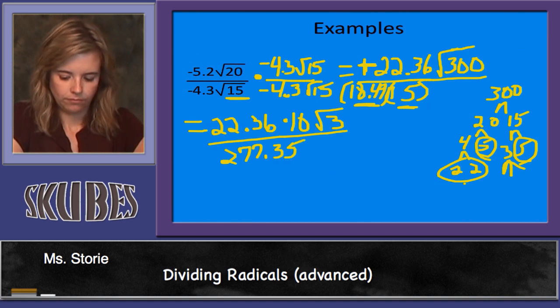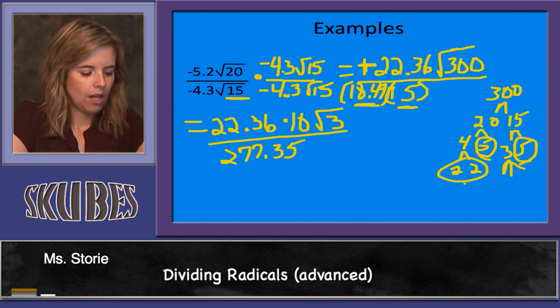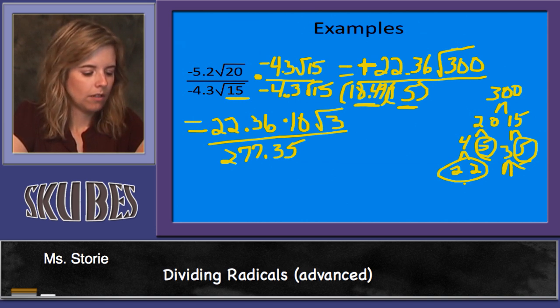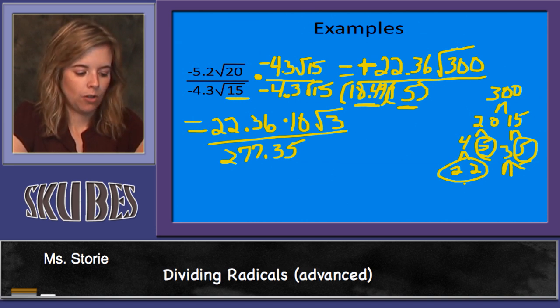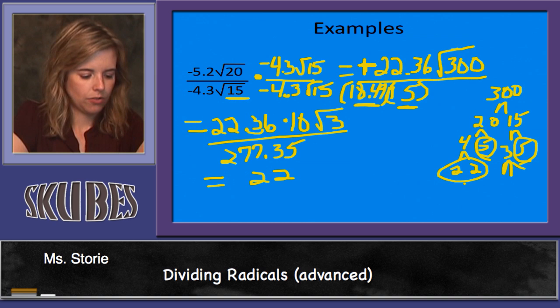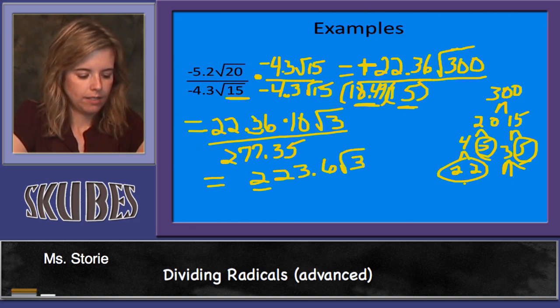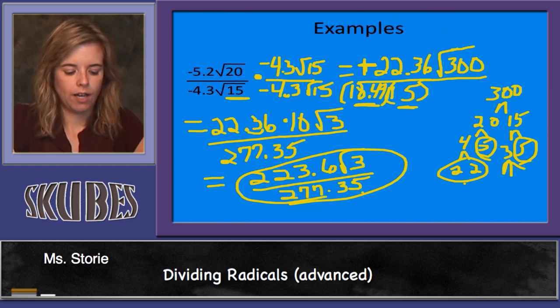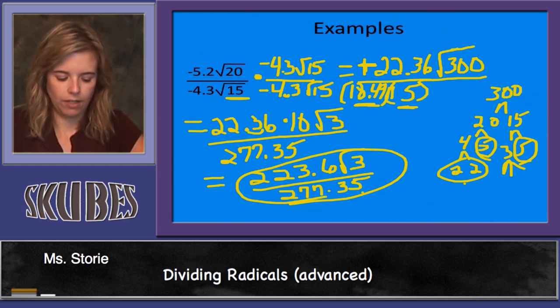277.35. Now when we do this, when we multiply it by 10, we're actually just moving the decimal over one time. So it turns out that our final answer is going to be 223.6 radical 3 divided by 277.35. And that would be our final answer. You've got an even number and an odd number, and nothing's going to go into both of those evenly.